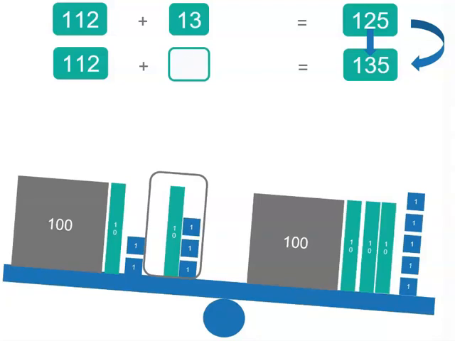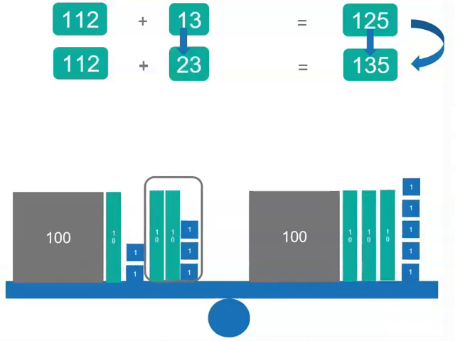Well, the only way we can balance that is to add another 10 there, because they've both got 112 at the start. So we added 2 tens and 3 ones instead of 1 ten and 3 ones. So you see, we've added an extra 10 to our answer, so it's added to that part that was missing, because 112 hasn't changed. So thinking of it in a balanced way as well helps.